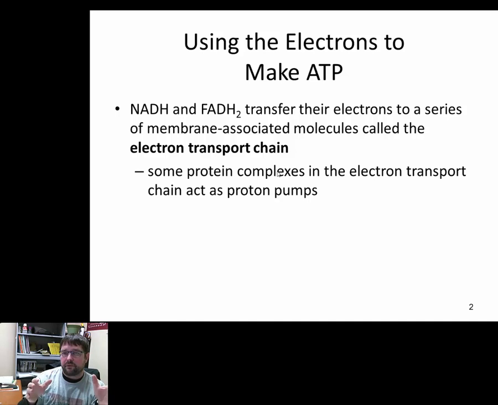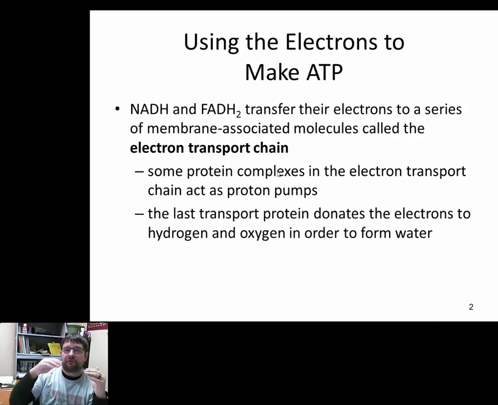The proton pump that we're talking about in cellular respiration is very similar to the proton pump we talked about in photosystem 2. Remember that we had electrons in photosystem 2 that were moving through the protein. When it moves through the protein, it pumps hydrogen ions from one area to another to develop a high concentration of hydrogen ions on one side of the membrane.